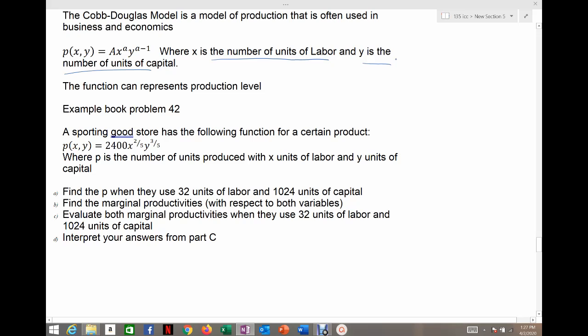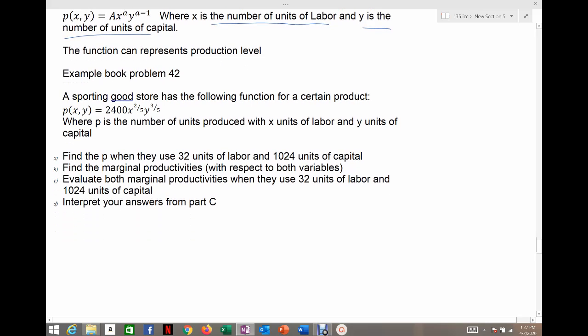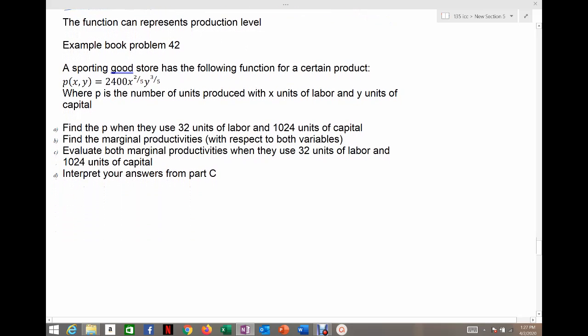So labor would be the people that you're paying. Y would be the capital, so it'd be your buildings and your machinery and those types of things that you're spending your money on. We're going to use this in our particular problem, problem number 42 from the book. The equation given was P of x,y equals 2400 x raised to the 2/5, y raised to the 3/5. P is the number of units of production, how many items they're producing. X is how much labor, and y is how much capital they're putting into it.